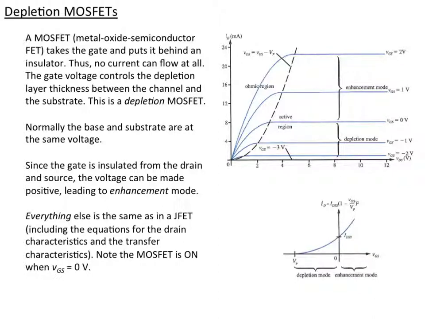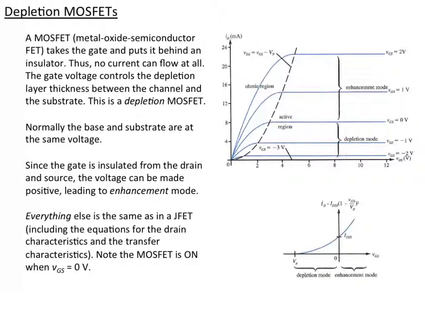So the depletion MOSFET works almost identically to the JFET. So the JFET would be restricted to this region. If we put a negative gate voltage, we narrow the size of the channel for current, reducing the amount of current that can flow, or increasing the resistance. And so in this region, it works just the same.